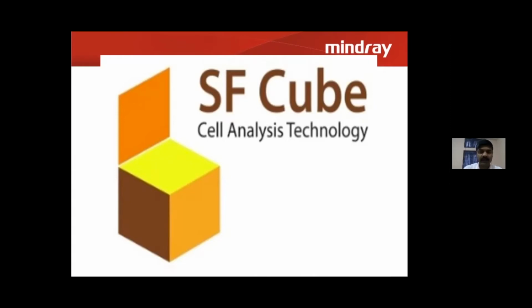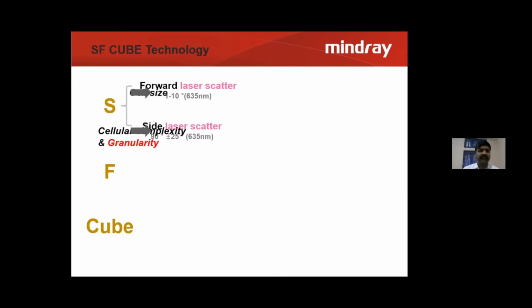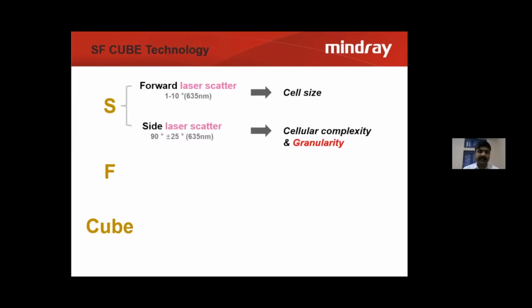So what is the technology? We will see in the coming slides. As you all know, all the classical flow cytometers, and whatever principle is based on flow cytometry, will be measuring the laser scatter, or light scatter. Here in our SF-Cube technology, we are using laser scatter. Along with that, we have introduced a new parameter of fluorescence, and thus it becomes fluorescent flow cytometry. S stands for scatter, F stands for fluorescence.